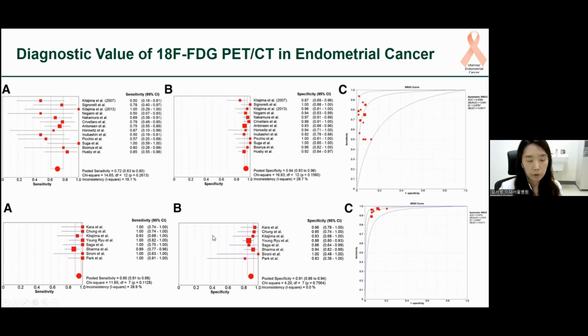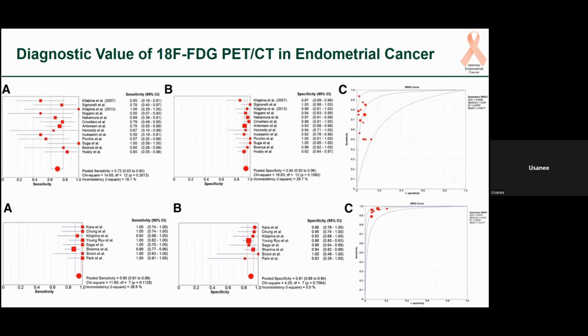And the second row is data on the detection of endometrial cancer recurrence. So FDG PET/CT has a high sensitivity of 0.95 and a high specificity of 0.91, demonstrating excellent diagnostic performance in the detection of endometrial cancer recurrence.